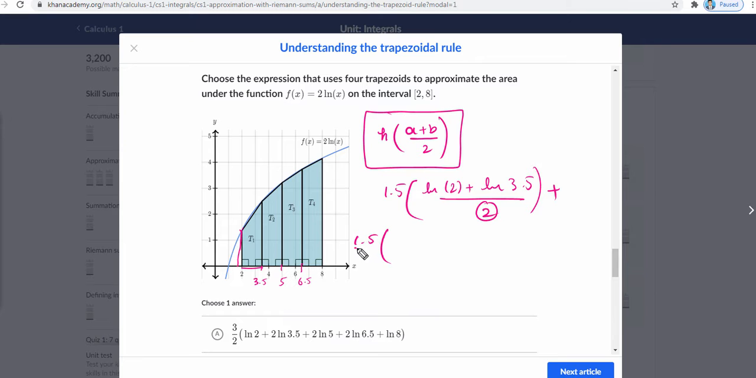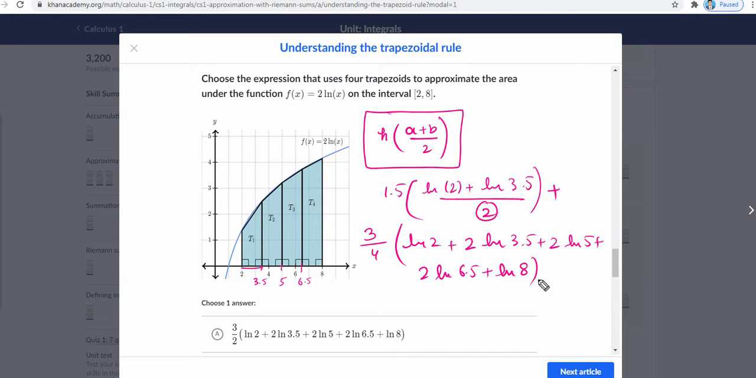So that 2 I'll take common over here, so the outside will become 3 by 4, and inside this side will come once, this side will come once, and this side and this side will come twice. So it will become 3 over 4 times ln 2 plus 2 times ln 3.5 plus 2 times ln 5 plus 2 times ln 6.5 plus ln 8. So it should be this answer.